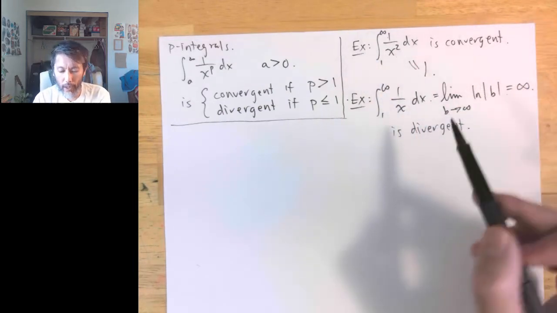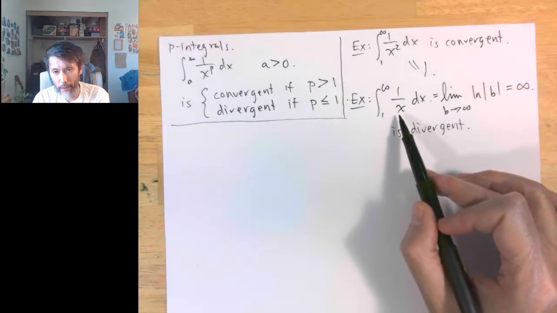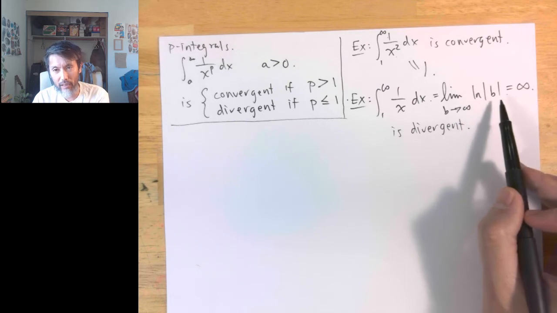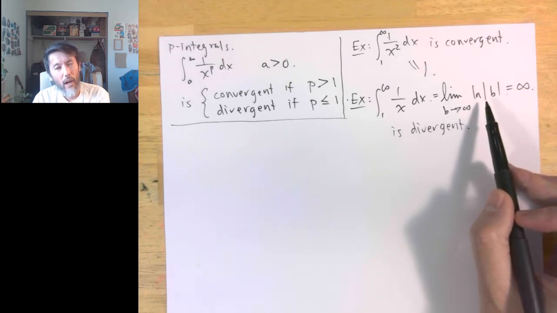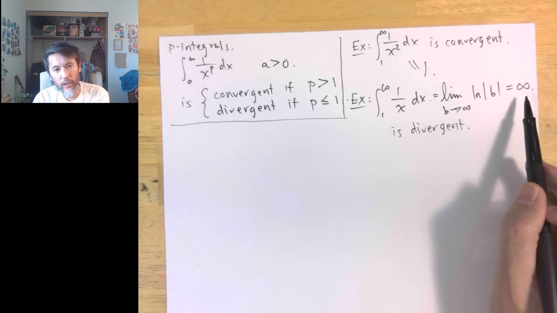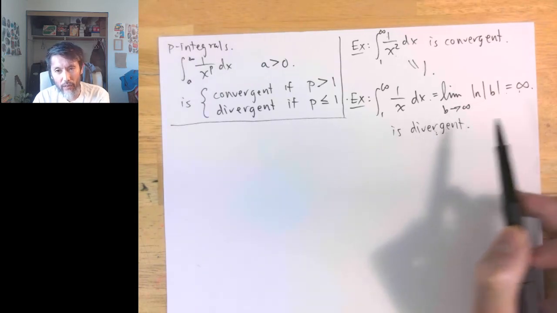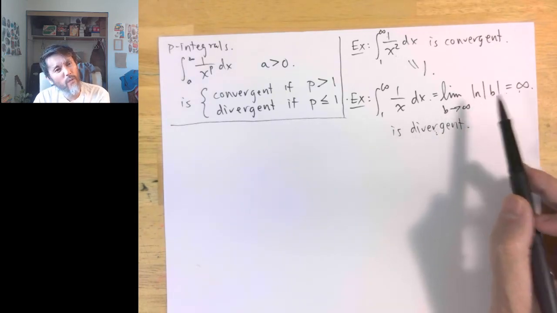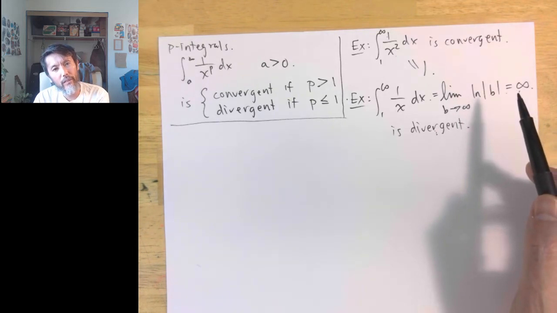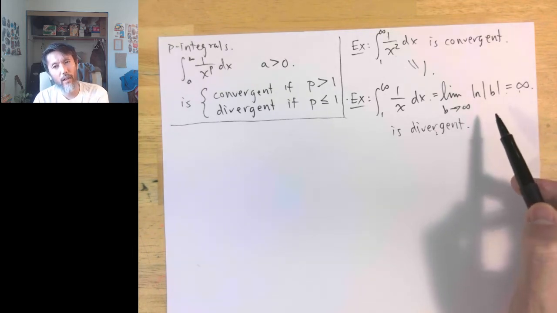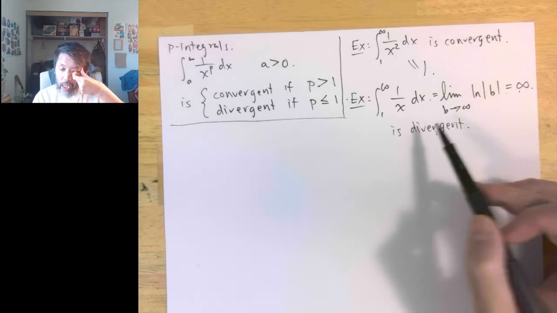Whereas this improper integral is a limit of natural log of b, and it doesn't converge to a finite number. It blows up. That's why we say it's divergent. If this limit also were to fail to exist for some reason, then it would also be divergent. So these are two examples.